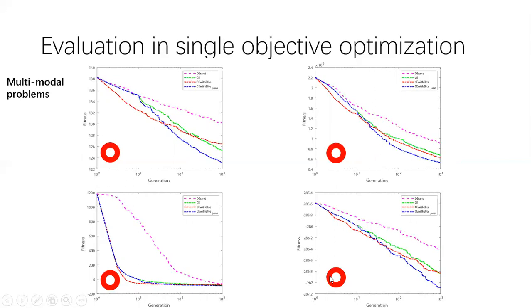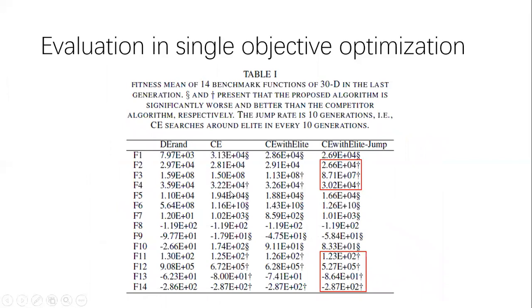Please check the blue lines, which are the elite plus jump strategy. From the statistical test, we use the Wilcoxon signed-rank test to compare with differential evolution, whose base vector uses the random vector. In some unimodal and multimodal cases, the proposal has better performance than the competitive algorithm. This is for the single objective optimization problem. We can draw this conclusion: the elite strategy and the elite plus jump strategy in the chaotic evolution algorithm can accelerate or enhance the original version of the algorithm, according to this statistical test.